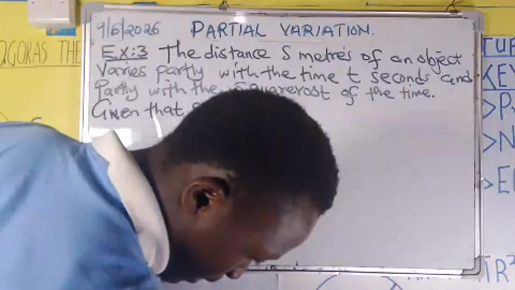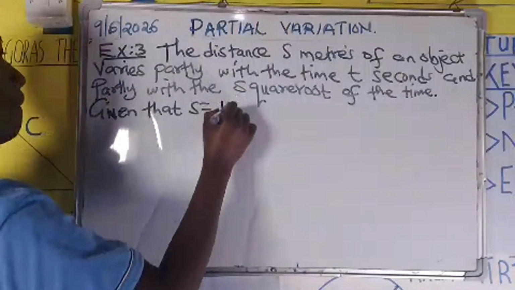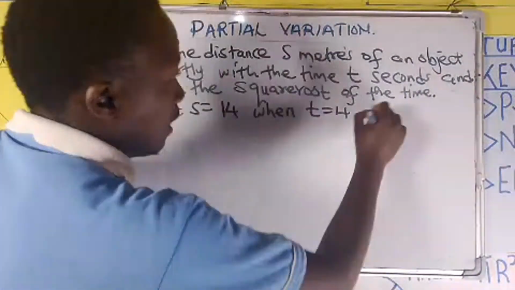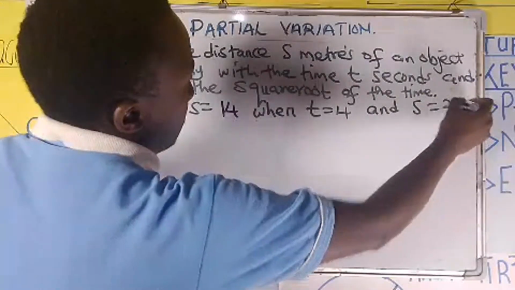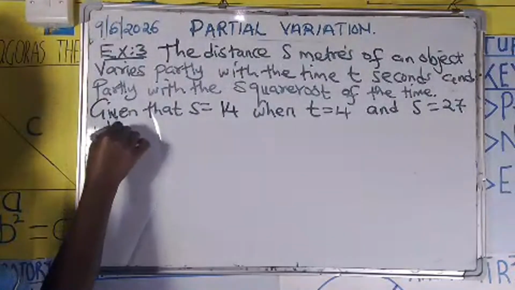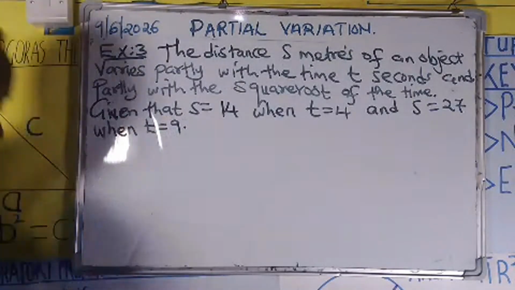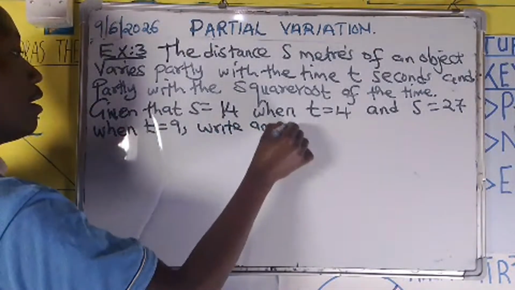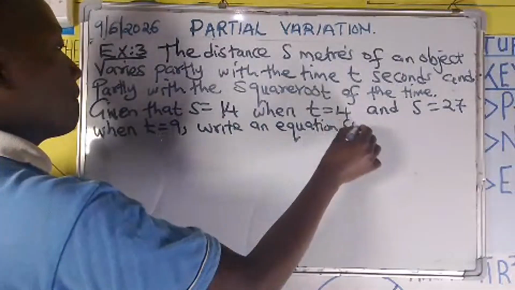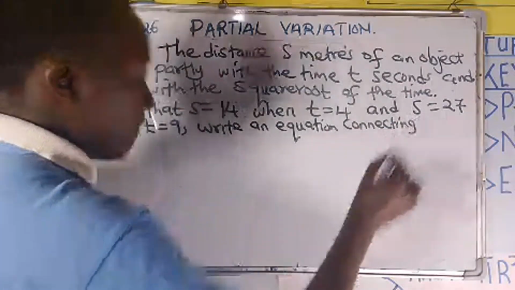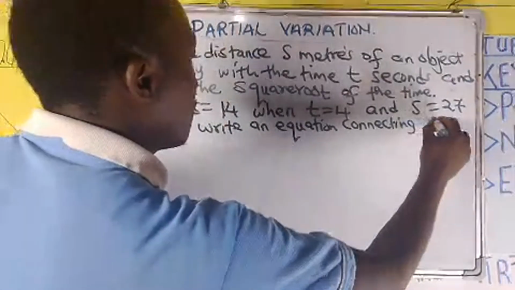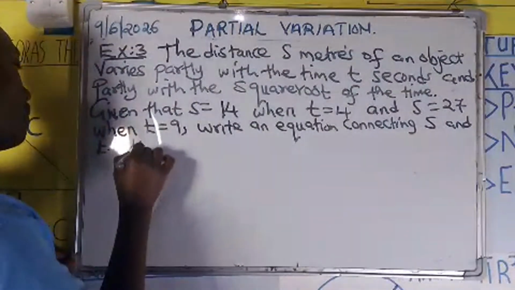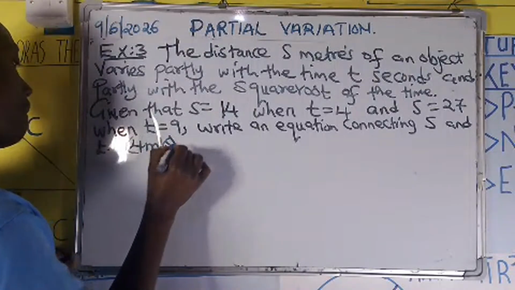s, or distance, is 14 when t is 4, and s is 27 when t is equal to 9, write an equation connecting s and t.